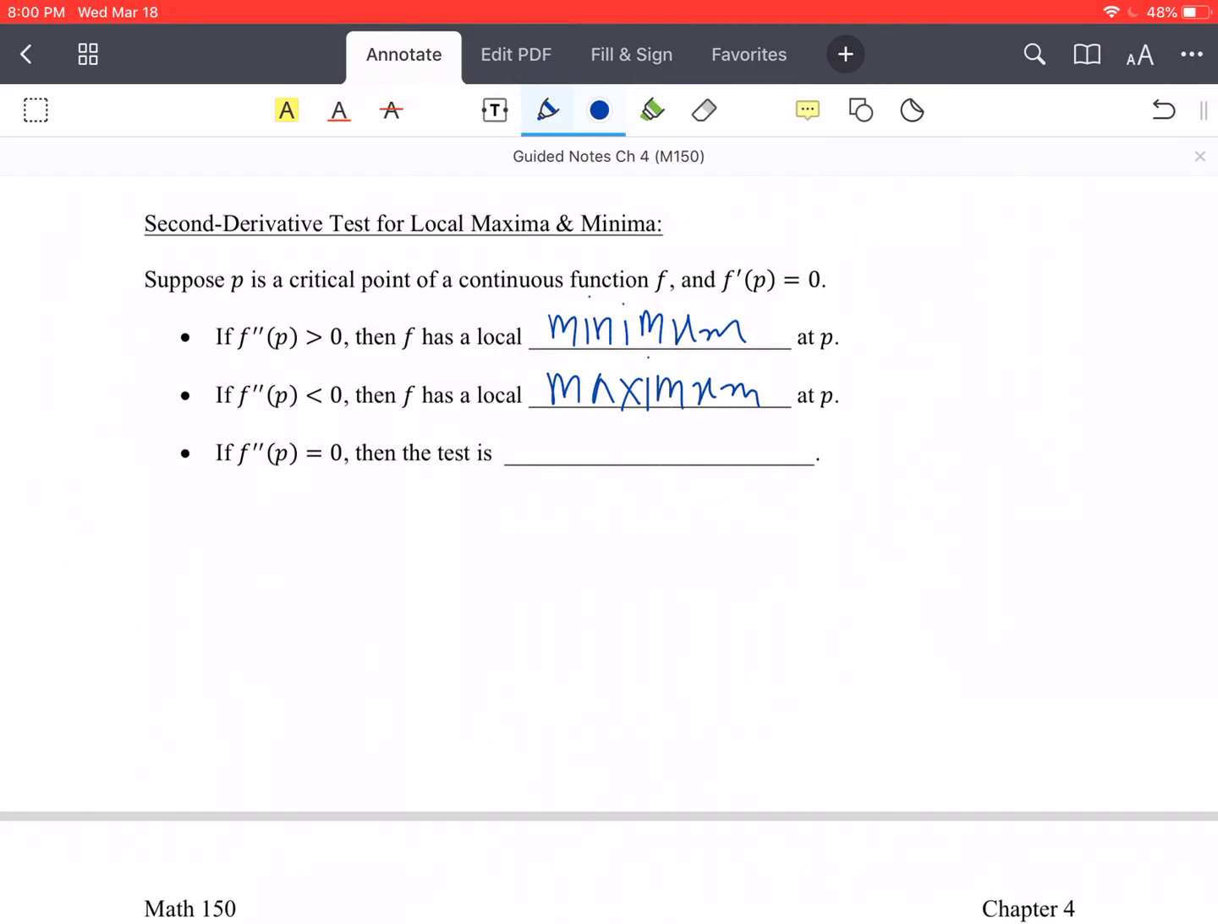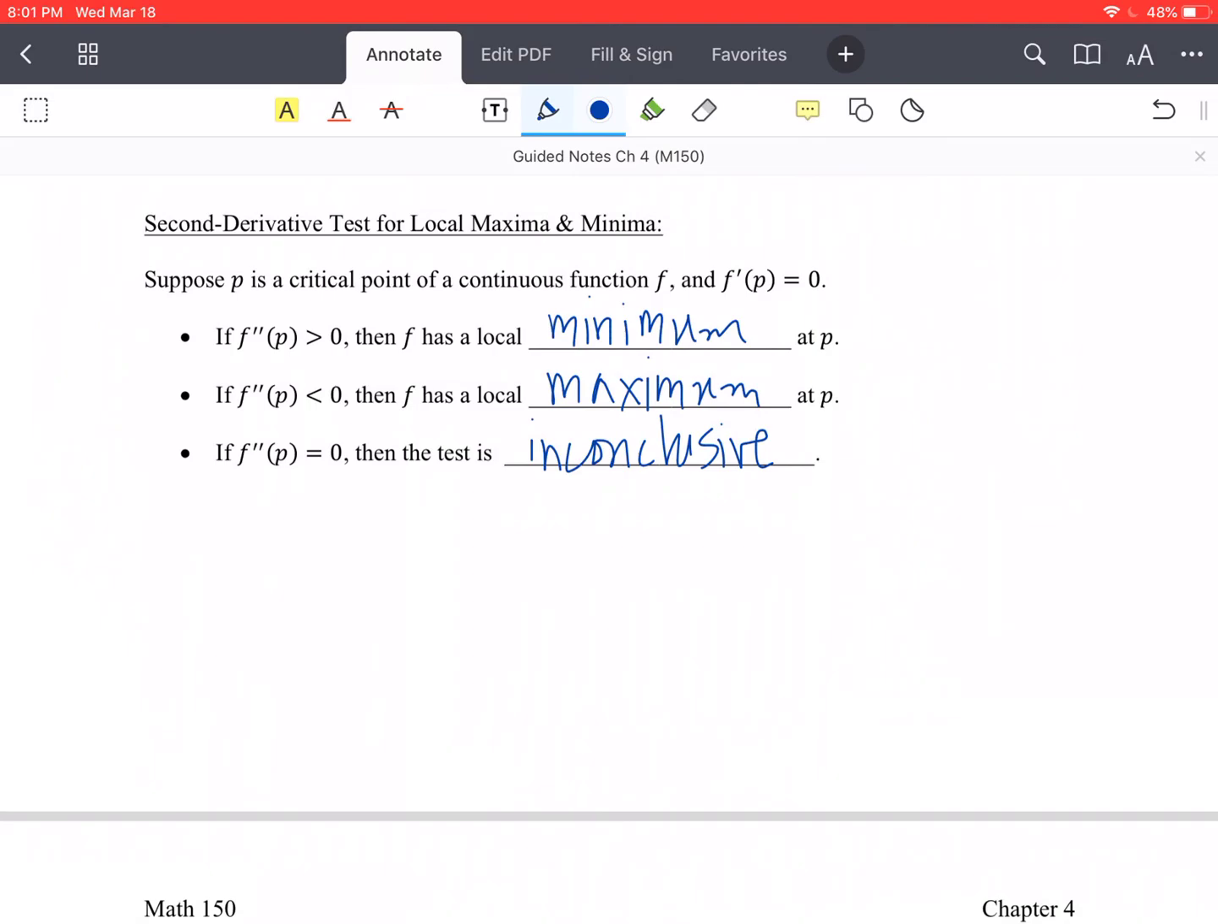Now, the second derivative test has one kind of setback, which is that if f double prime of P, the second derivative, equals 0, then this test is what we call inconclusive. Just another word for not helpful. Inconclusive meaning that it doesn't give us any relevant information.